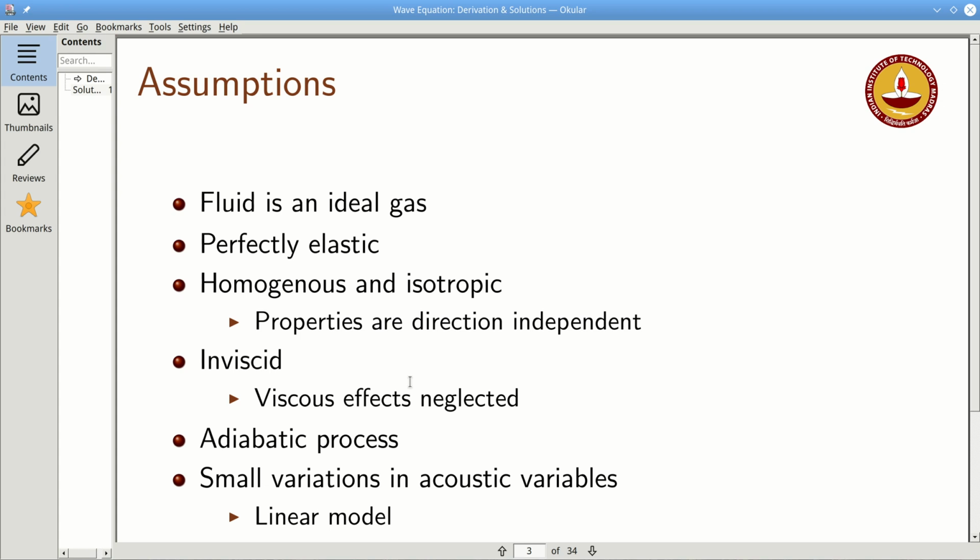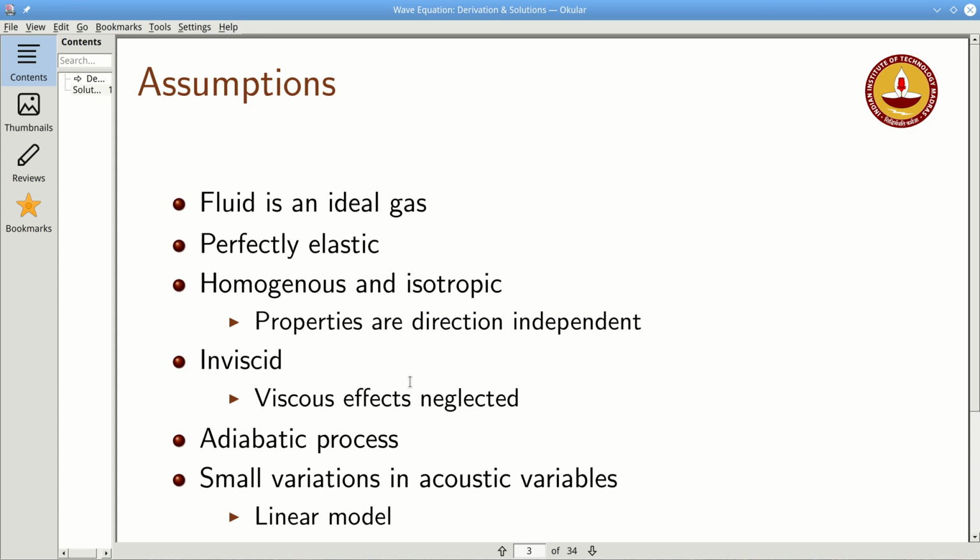So the first assumption is that the fluid, which in our case is air, we treat as an ideal gas. This comes from thermodynamics. We call that an ideal gas. We also say it is perfectly elastic, right? If you are wondering how air is elastic, just think about it, and ponder why I am calling that elastic. What do I mean by perfectly elastic?